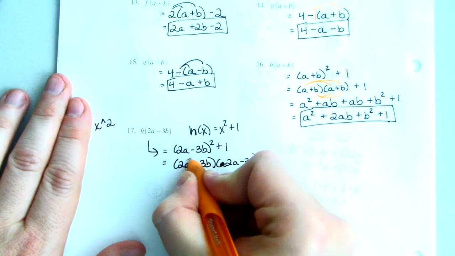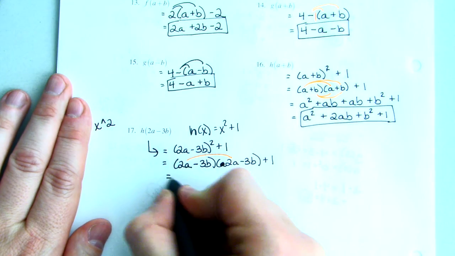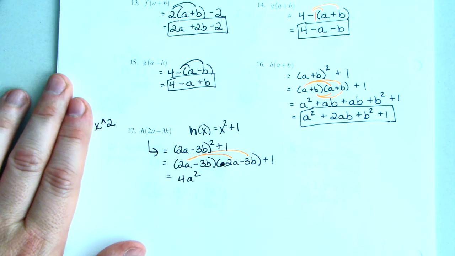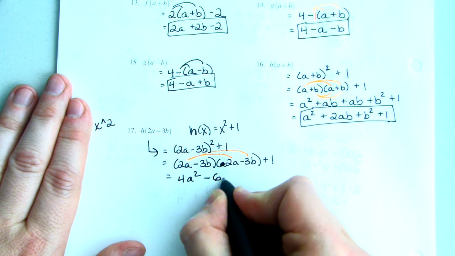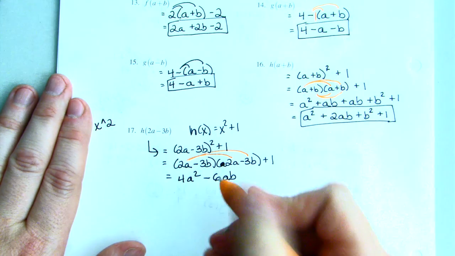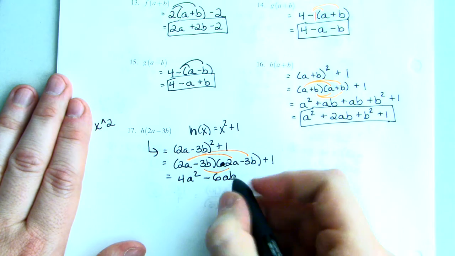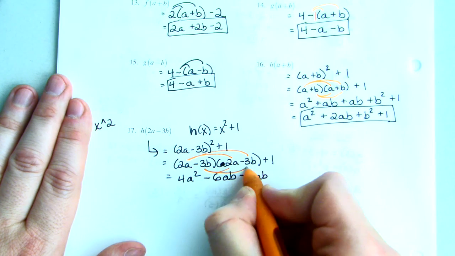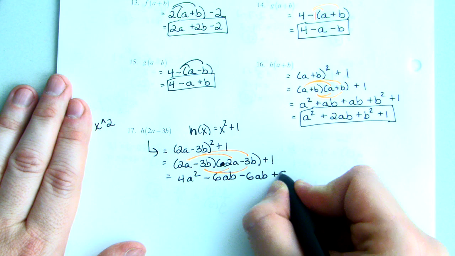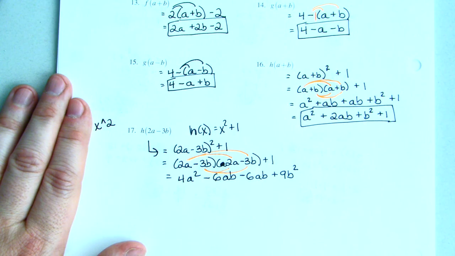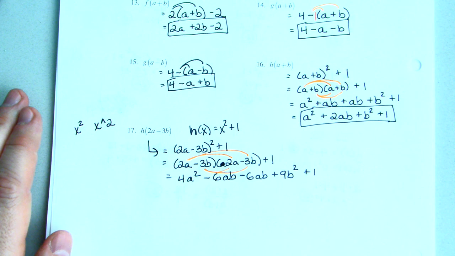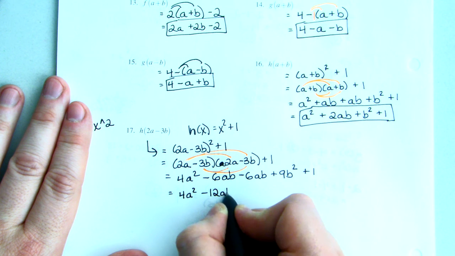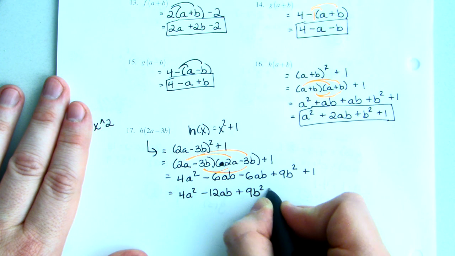Now, 2a times 2a will give me 4a squared. 2a times negative 3b will give me negative 6ab. Negative 3b times 2a will give me another negative 6ab. Negative 3b times negative 3b will give me plus 9b squared. And don't forget there's still that plus 1 at the end. Combining like terms, I've got 4a squared minus 12ab plus 9b squared plus 1.